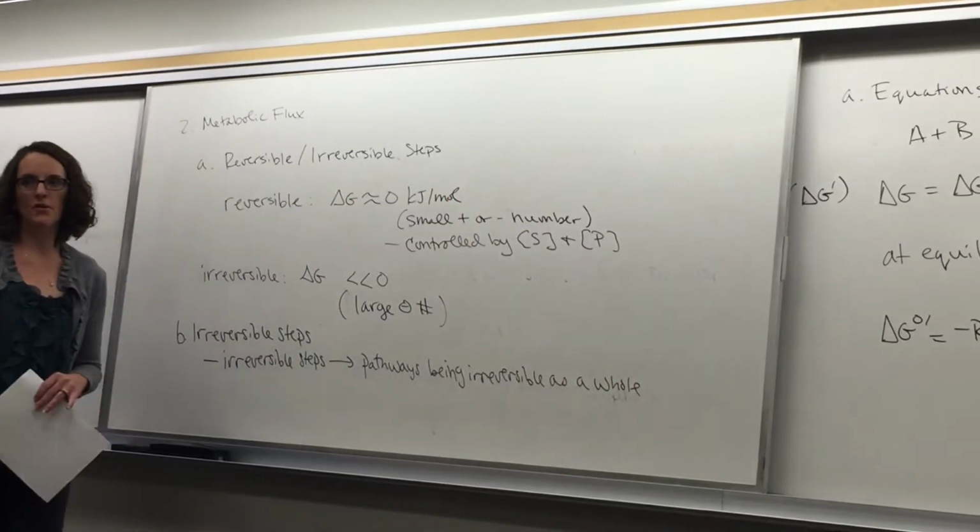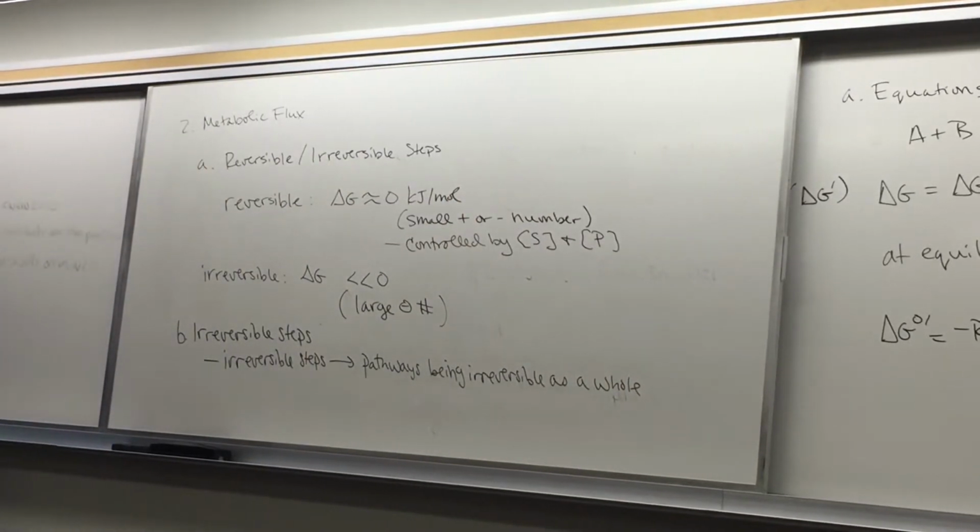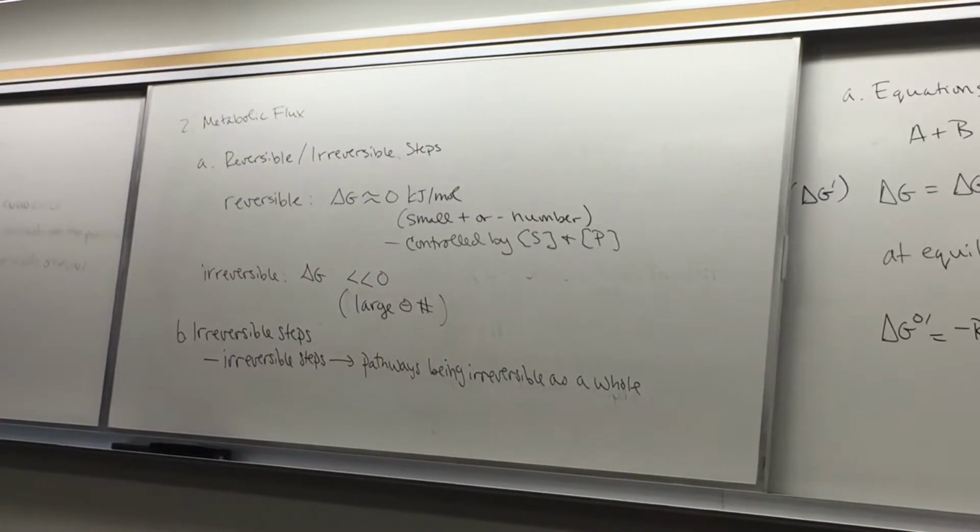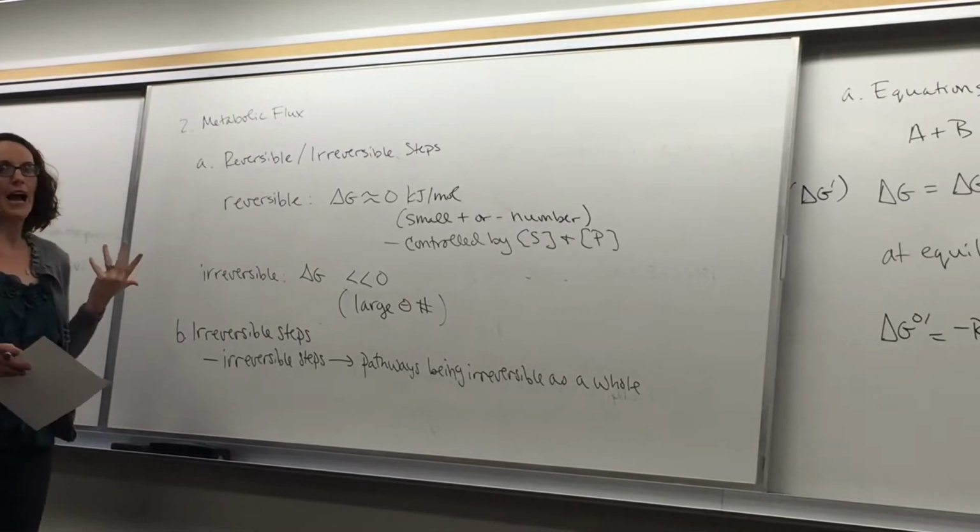Okay, glycolysis only goes from glucose down to pyruvate. If it does something different than that, we are not talking about glycolysis anymore. Okay, for those 10 enzymatically catalyzed steps, because we're going to have some irreversible steps in there, it's going to go from glucose to pyruvate. Okay, so those irreversible steps determine the direction of the pathway as a whole. So it can't go backwards.